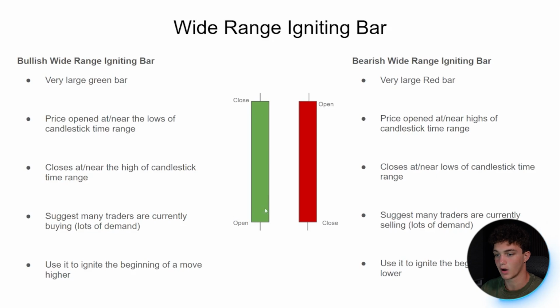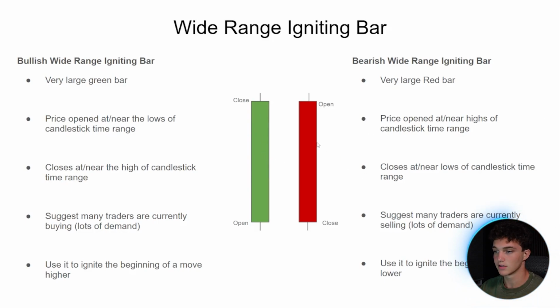So this bar suggests to us that there is a lot of buying. It is dense with demand. This is a very bullish candlestick because it opened near the bottom and it moved all the way to the top and it closed near the high prices. And we use this bar because it ignites a move in a direction. We're going to go over this when we explain the strategies. I just want you to understand what this bar is and why it's significant.